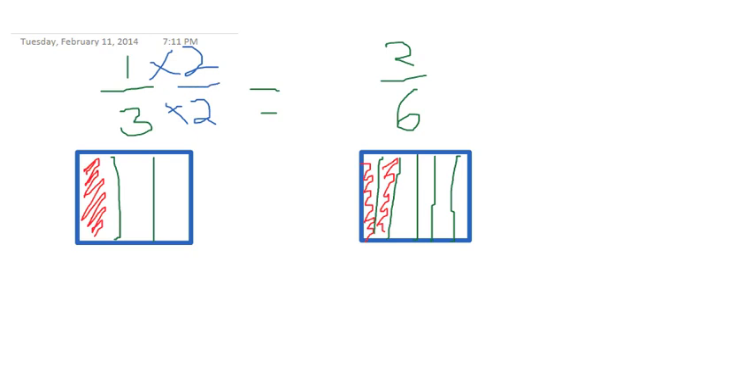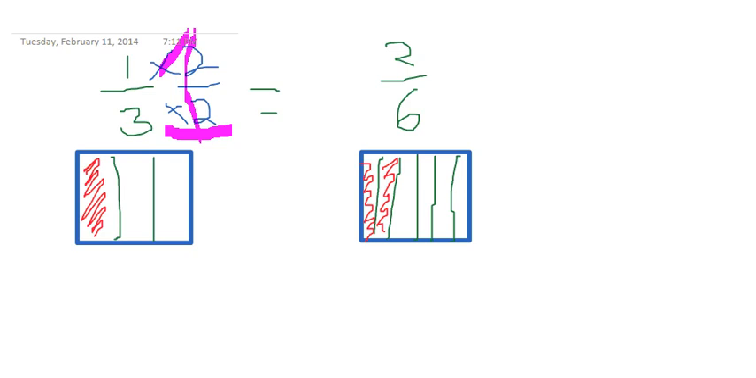Oh, wait. What is 2 over 2? The identity property. 2 over 2 is 1. Anything times 1 equals itself. Yes, because this is the same amount. 1/3 is the same amount as 2/6. When we're finding the equivalent fraction, we're really multiplying by 1. Very good. Now, let's see if you can do this.